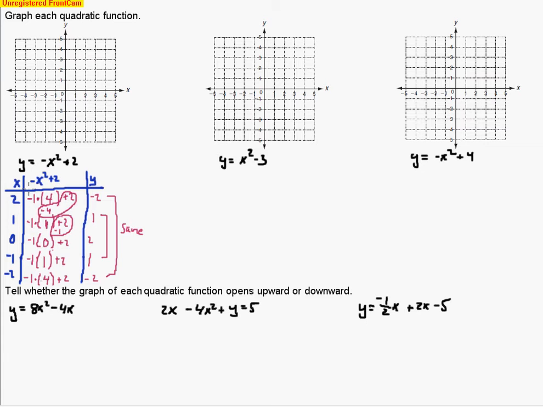So here we have it. 2, negative 2. I go over 2 spaces to the right, and I end up going down 2. Over here I have also negative 2 and negative 2. Let's go down and do that one.